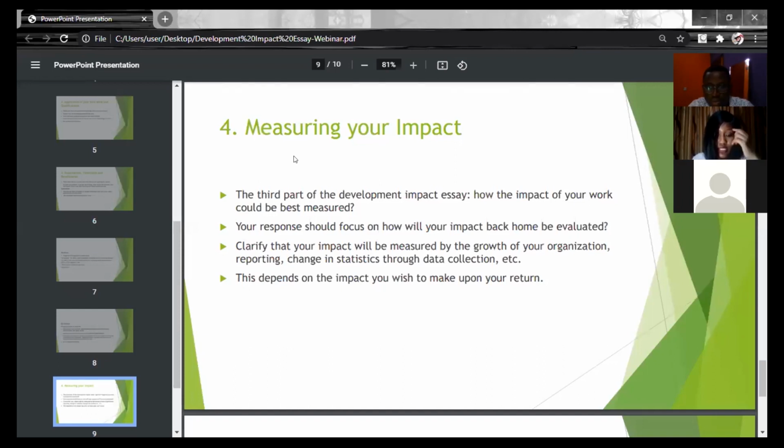So I've stated some examples, like changing statistics through data collection, which would show how you can evaluate the impacts you made, or growth in your organization. Maybe if you started a training organization in a certain area, it should grow in 3 years' time. That is how you can evaluate it. Okay, so that's it from me.